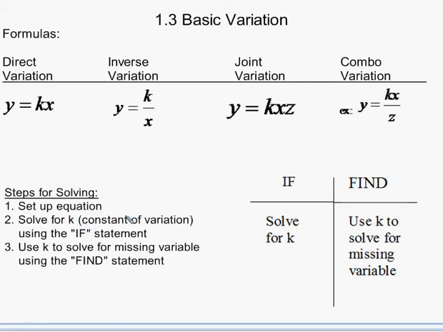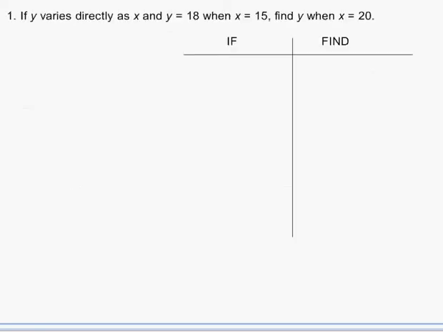So once you have that equation set up, you're going to solve for k. K is known as the constant of variation. You're going to be solving for k by using the if statement, which is going to be on the left-hand side of your t-chart. Now, once you have k, you're going to use k to solve for the missing variable using the find statement, which will be on the right-hand side of your t-chart. So let's go ahead and go through a few examples.